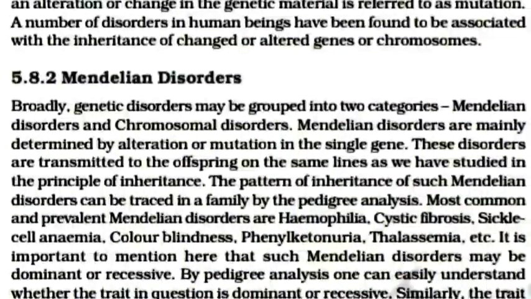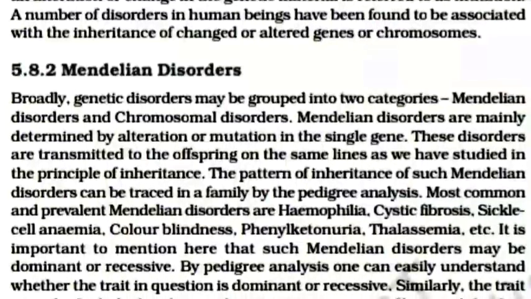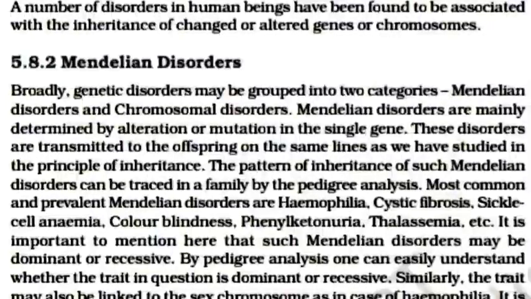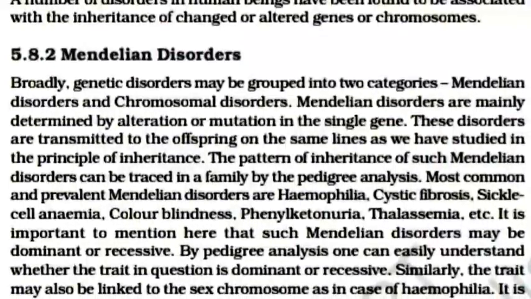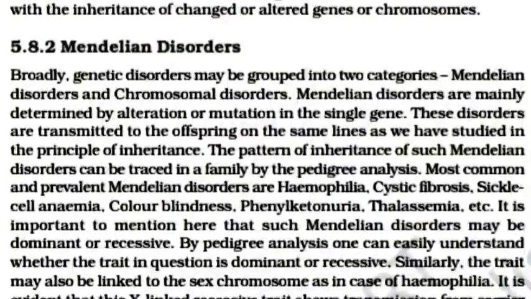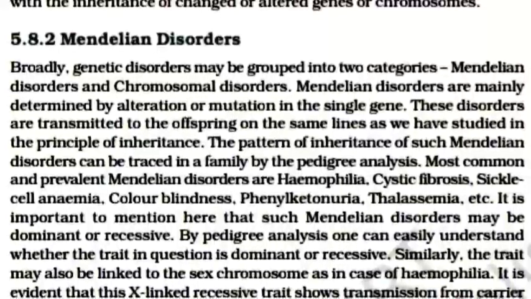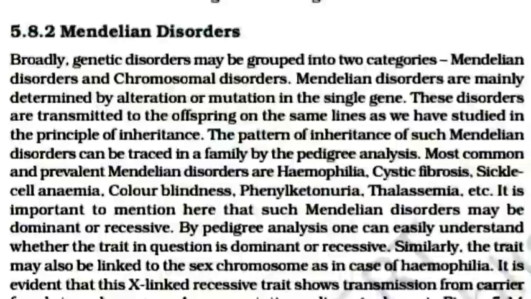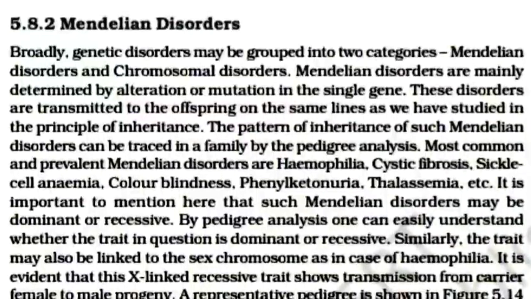Mendelian disorder. Broadly, genetic disorders may be grouped into two categories: Mendelian disorder and chromosomal disorder. Mendelian disorders are mainly determined by the alteration or mutation in a single gene. These disorders are transmitted to the offspring on the same lines as we have studied in the principles of inheritance. The pattern of inheritance of such Mendelian disorders can be traced in a family by pedigree analysis.